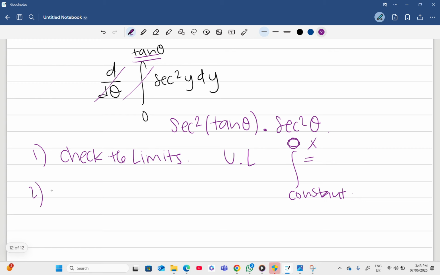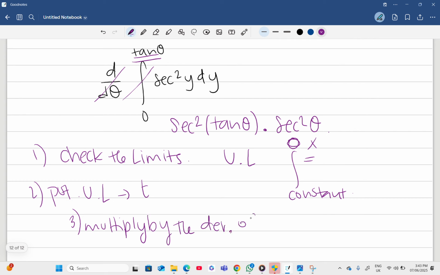The next step is I'm going to put the upper limit, or substitute it, instead of the t. In our case, most of them were t or the variable given in the equation. And then step 3 is just multiply by the derivative of the upper limit. And these are my 3 steps. That's it.